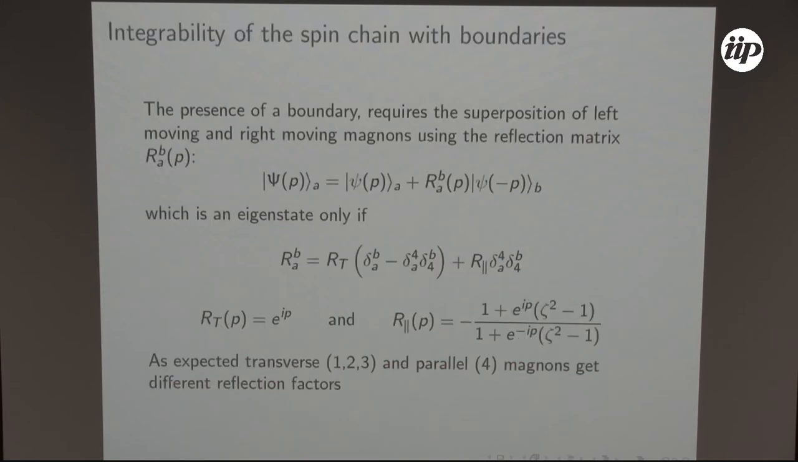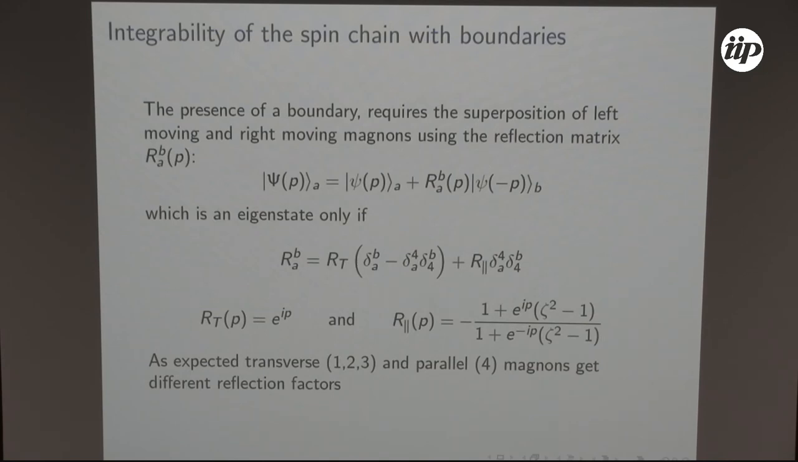So as I said, the new thing is that now we have this bulk spin chain with some boundary terms, and what we have is open boundary conditions. So in the presence of the boundary, well, one magnon eigenstate cannot be just one magnon with momentum p. It's going to be the superposition of a left moving magnon with momentum p and a right moving magnon with momentum minus p, with some reflection matrix factor, as he was pointing out. And then you make this ansatz. You plug this into your one loop spin chain Hamiltonian, demand that this ansatz is an eigenstate, and this reflection matrix cannot be anything; it has to be of a very particular type.